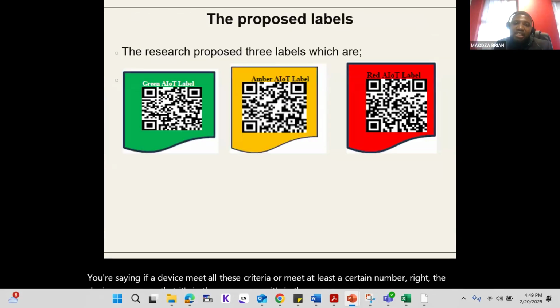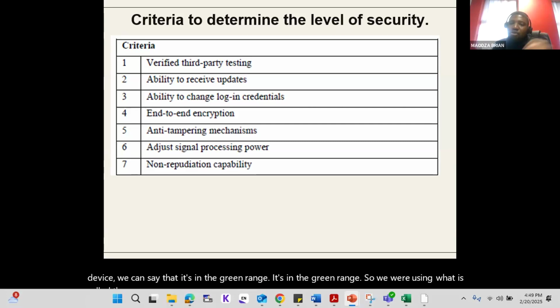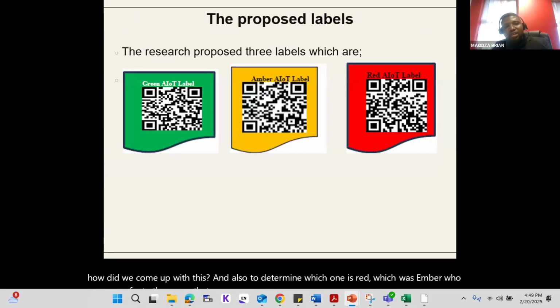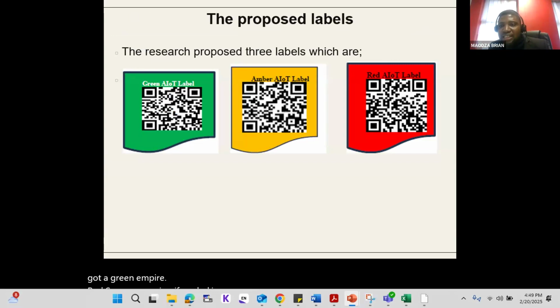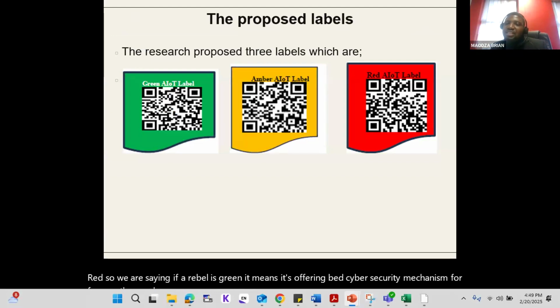So we were using what is called the weighted approach in weighting all this information. If you want to learn more, how we came up with this, and also how we determined which one is red and which is amber, you can refer to the paper that we submitted. So these were the proposed labels: green, amber, and red. If a label is green, it means it's offering the best cybersecurity mechanism for farmers. Then amber, yes, it's medium. Then red ones have lesser cybersecurity mechanisms. So a farmer can decide to say, I'm going for the green. Yes, it will be expensive, but I know that I'm going for the best.